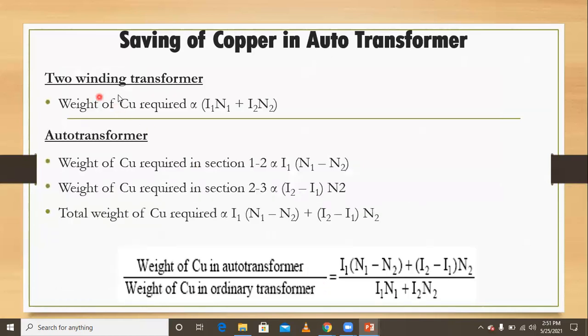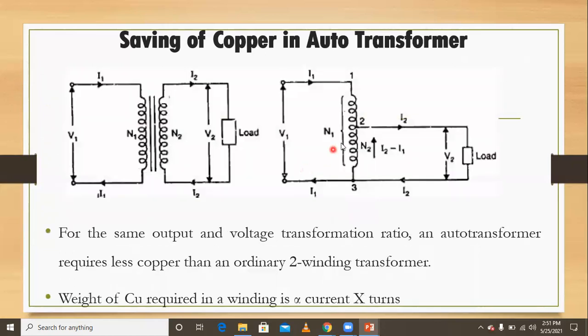In a two winding transformer, the weight of copper required is proportional to N1 I1 plus N2 I2, the primary side copper and the secondary side copper. That is, primary winding I1 N1 and secondary side I2 N2. Then in an auto transformer, the weight of copper required in sections 1 and 2 is proportional to I1 into N1 minus N2.